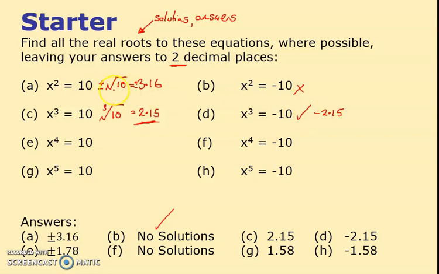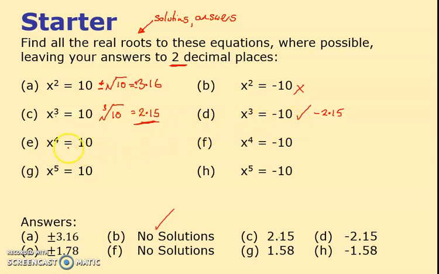So you've got different behaviour. x squared, you can square root 10, but you get plus or minus. You can't square root -10. Cube root, you can cube root 10, but there's only one answer, and you can also cube root -10.